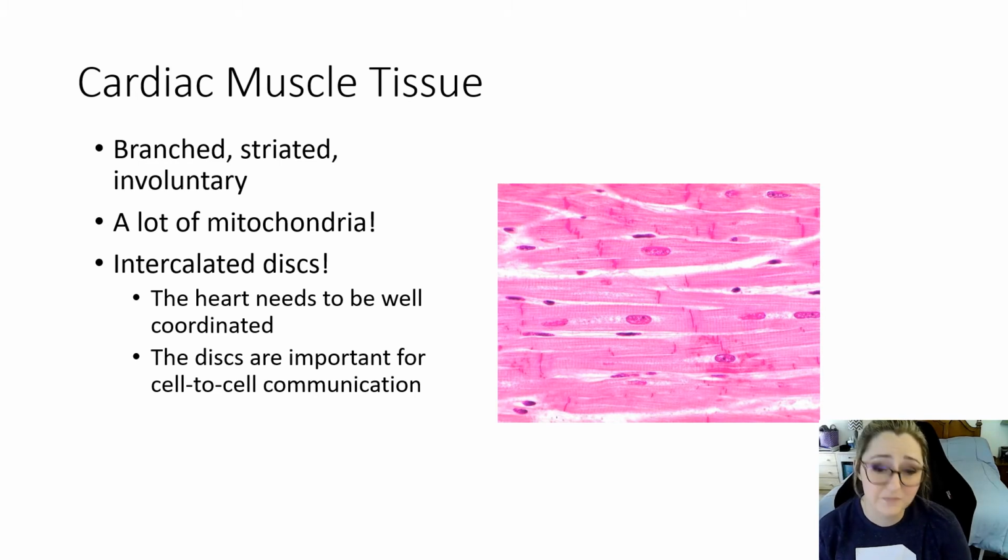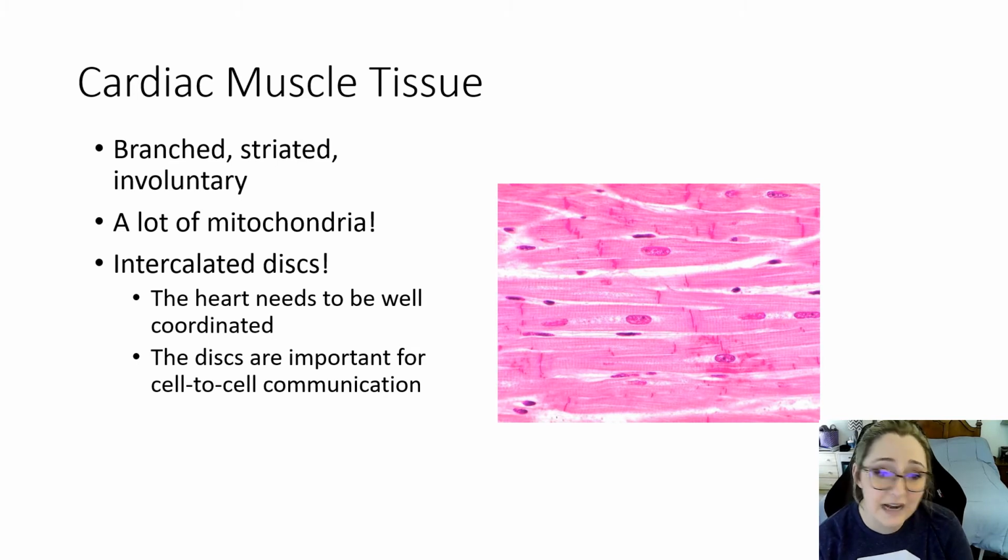If you remember, mitochondria produce ATP, right? Which ATP is just energy. And energy is incredibly important for a muscle that is constantly moving and constantly contracting and working for you. You need a lot of mitochondria to produce a lot of energy for that.